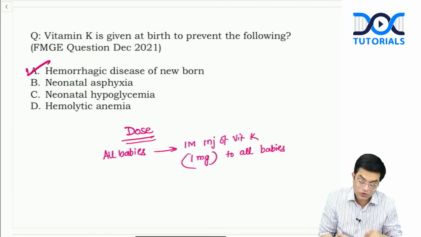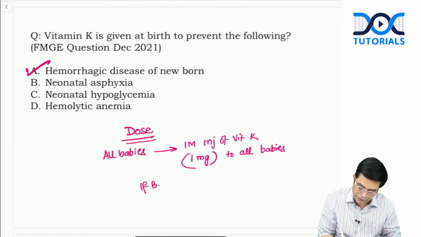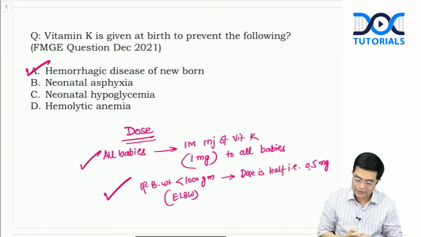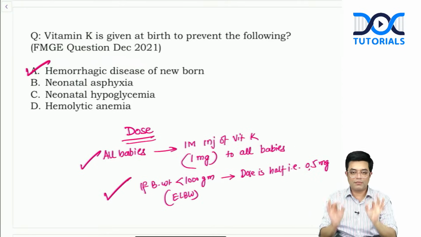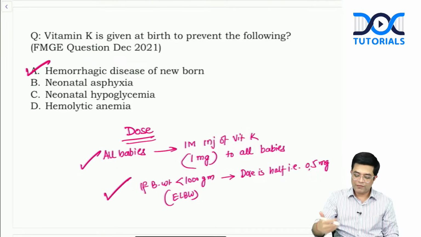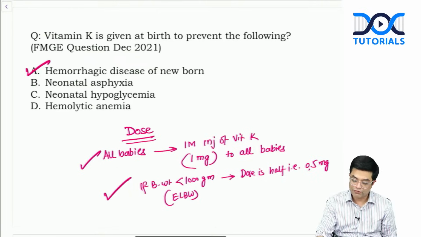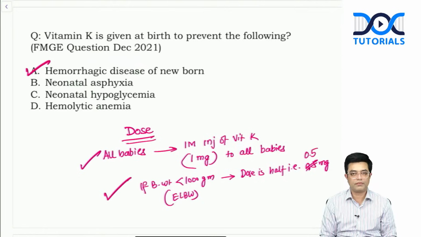What is the difference? Dose कम कब करते हैं? If birth weight of the child is less than 1000 grams, यानी कि extremely low birth weight babies, these are the ones where the dose is half, that is 0.5 mg. ये Government of India guidelines है. So overall dose 1 milligram intramuscular injection vitamin K. However, if the baby is very low birth weight, extremely low birth weight, the dose is half, that is 0.5 mg will be given. It is 0.5 mg, right?